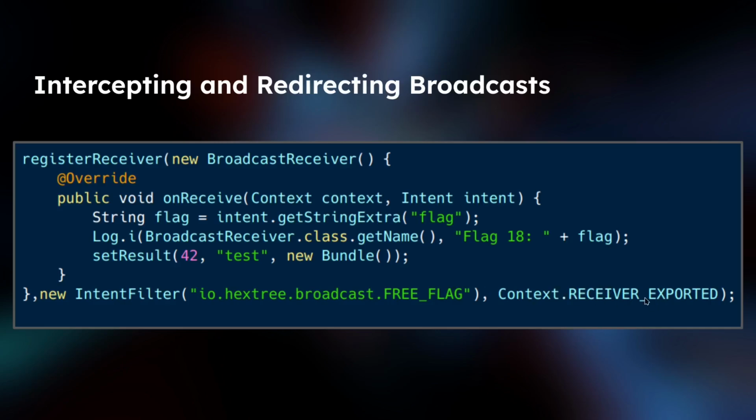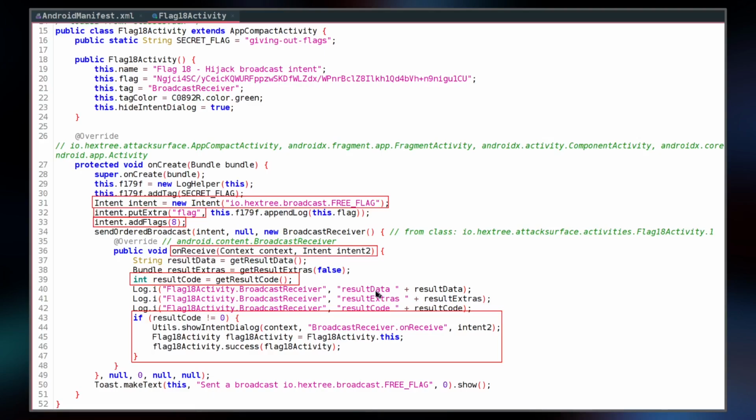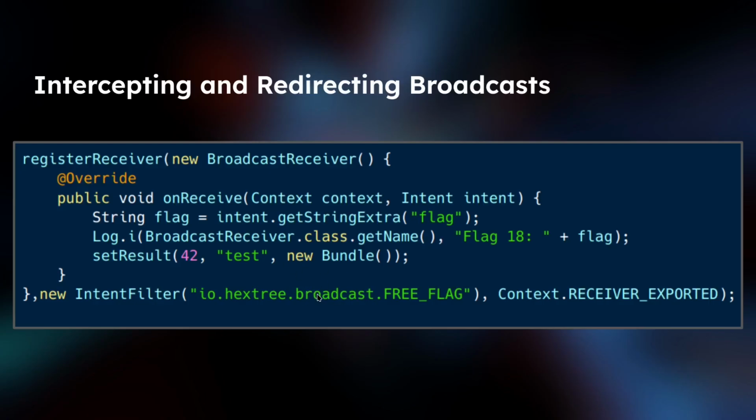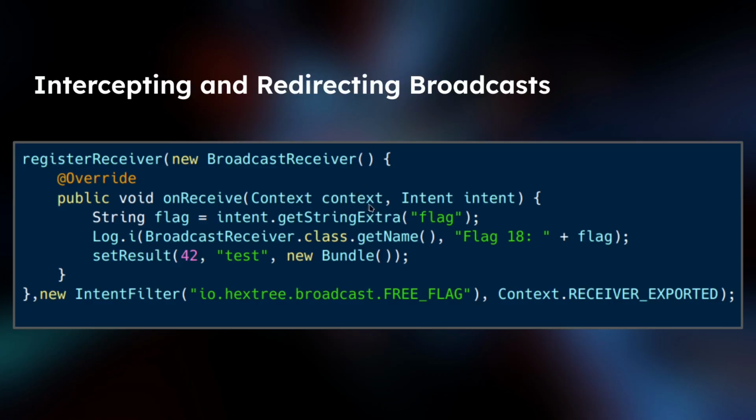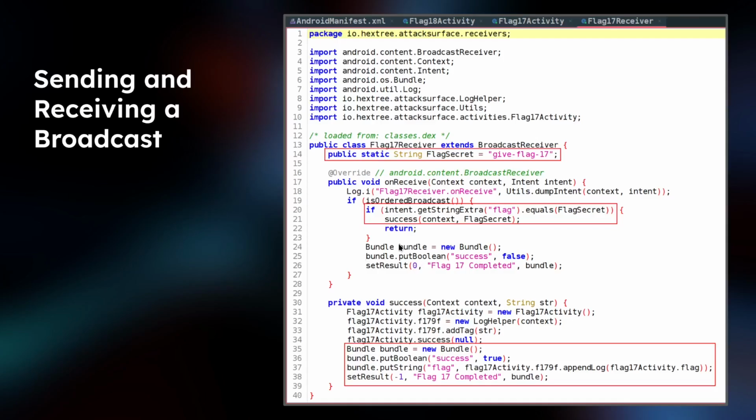And then we have to specify that this receiver is exported. So when you click on the flag 18 button, it sends an intent with this action, ends up here. It sends us this put extra flag. We reply with the same: get this flag extra and output it, and then set this result, test, new bundle, etc. And then in your own logs, you should be able to see the flag. Pretty straightforward example.